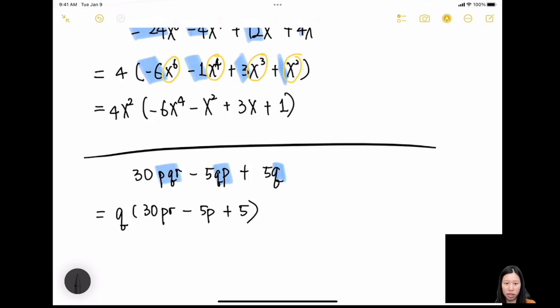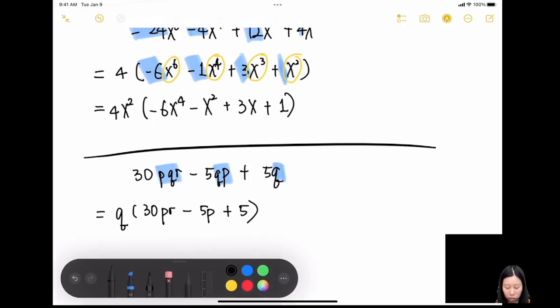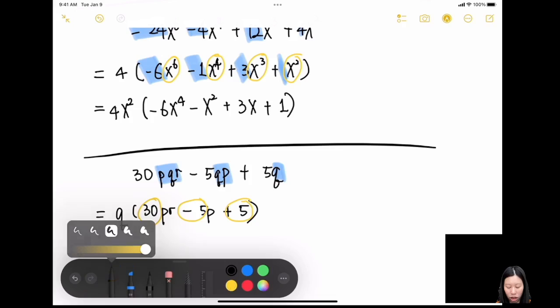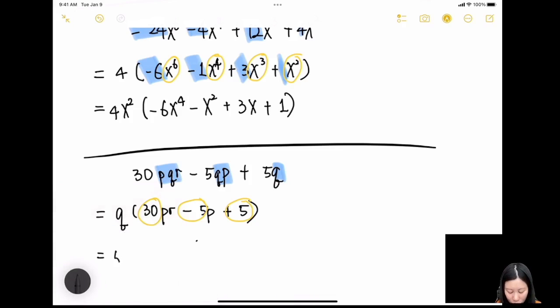And now let's look at the coefficients, which are the numbers. So we have 30, negative 5, and positive 5. What they have in common is 5. So we factor the 5 out. We have 6PR minus, negative 5 divided by 5, we have negative 1, which is just negative P, plus 1. Okay, so that's it for the extra common factor exercise. Let me know if you have other questions.